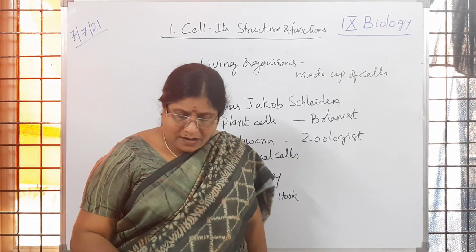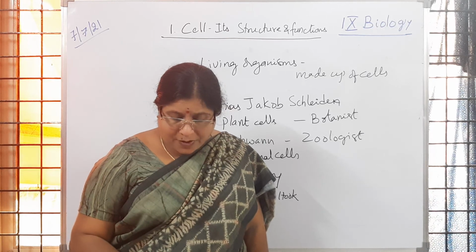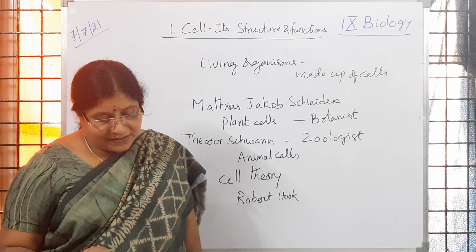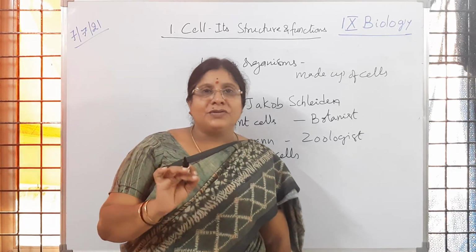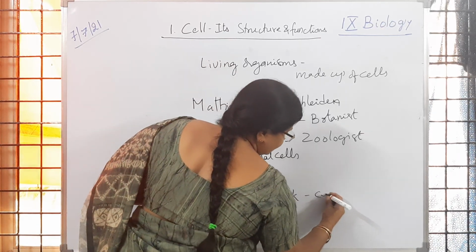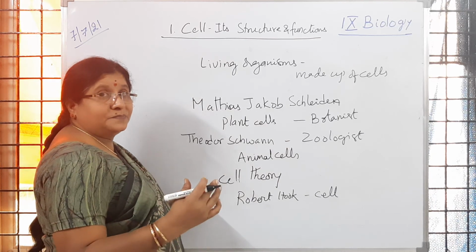So here what is noteworthy is that there was a gap of about 200 years between Robert Hooke first observing cells and the formulation of the cell theory. Have you followed? Robert Hooke studied cells. He named those empty spaces as cells.